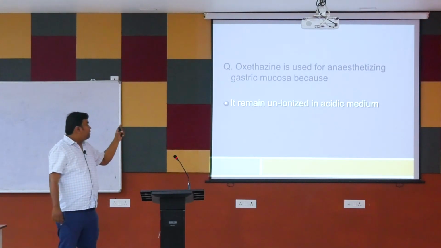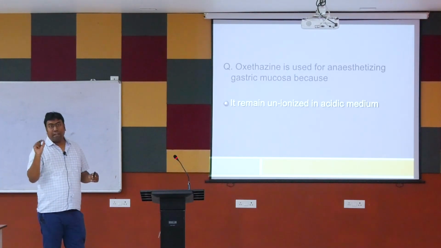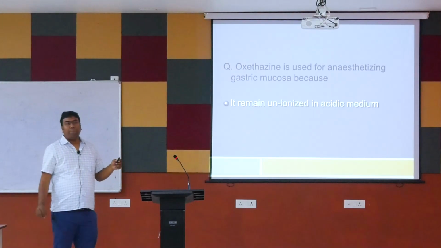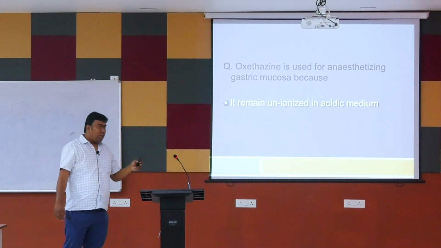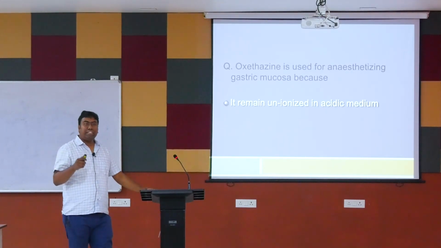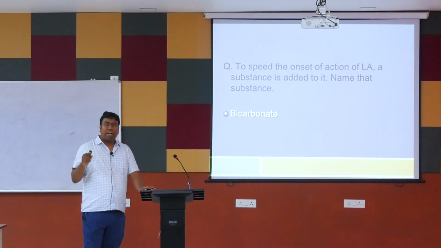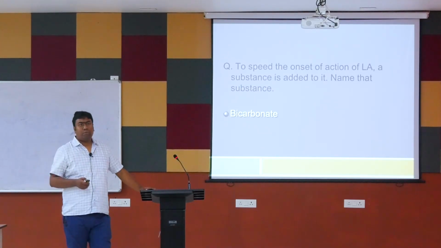Lignocaine or oxethazaine is used to anesthetize the gastric mucosa. Lignocaine mucin gel or oxethazaine is for the local anesthetic effect in the gastric mucosa. Why is it important compared to the others? Because it remains unchanged even in the acidic medium. Why is it important for bicarbonate? When bicarbonate is given, it changes the environment so there will be a much larger amount of unionized local anesthetic, and it can easily penetrate to the site of action.